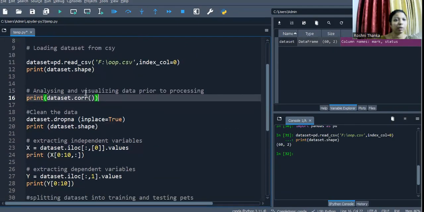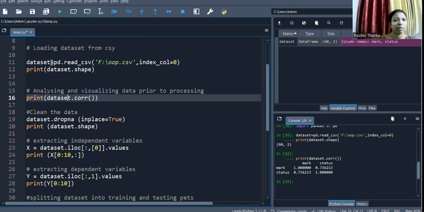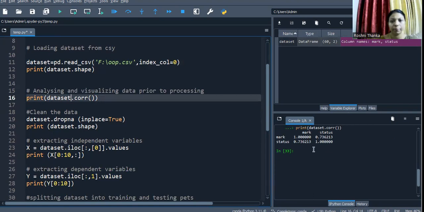And now we are going to see the correlation between the features. For that, this is the data set, and we are going to find the correlation between the variables. Here you can see the correlation between mark and mark, and the correlation between the mark and status. It is a positive correlation, and that we can understand.